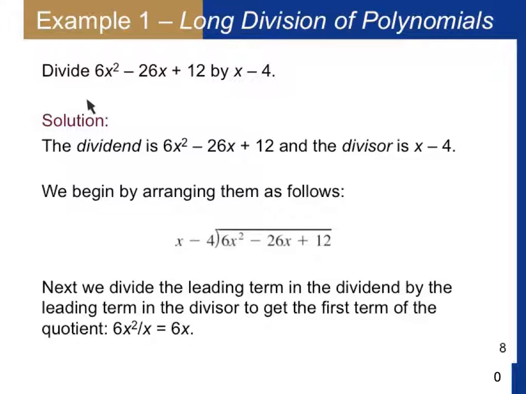Now let's look at long division of polynomials. We're going to divide 6x squared minus 26x plus 12 by x minus 4. In this case, we're always going to be dividing by x minus some number or x plus some number. So it's going to be just a polynomial of degree 1. Basically, we're going to have an x term, nothing else, not an x squared. So x minus 4 or x plus 2 or something like that.